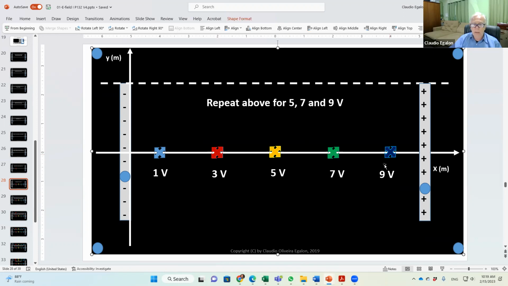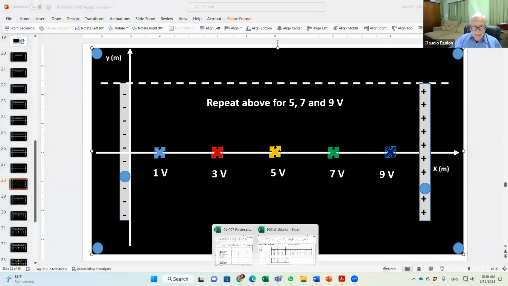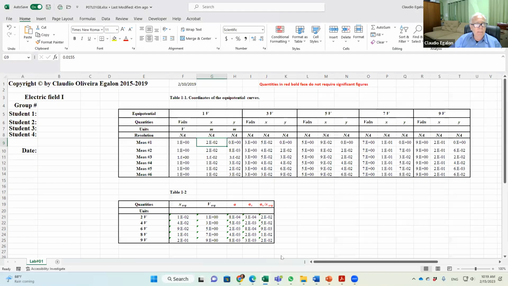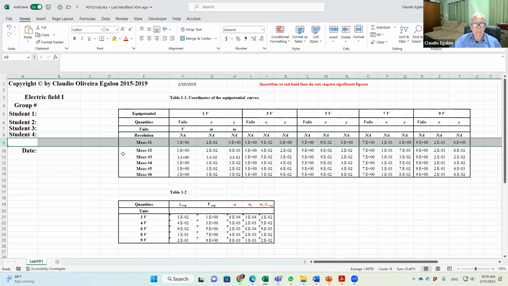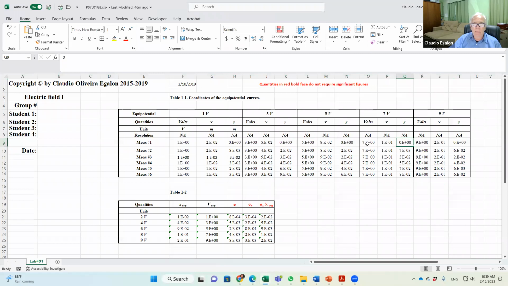So what you see right here is exactly the following data points. It's going to be those data points here. 1, 3, 5, 7, 9. Okay. Note, see that the Y value is 0, right? Because we're measuring along the x-axis.